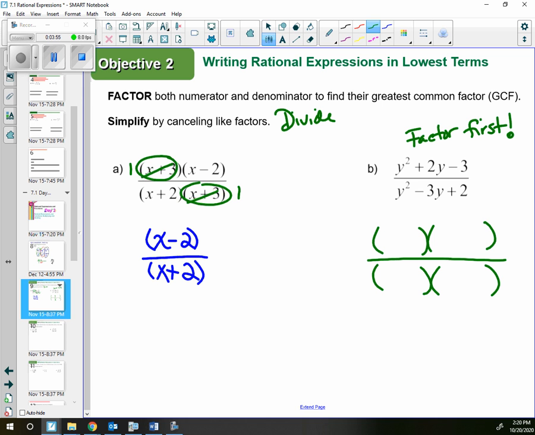So I'm going to have you go ahead and pause the video. We're going to factor the numerator and the denominator. So see what you can get for those binomial factors. So pause, get your factors, and then go ahead and check back in here.